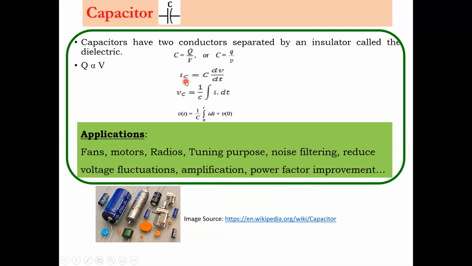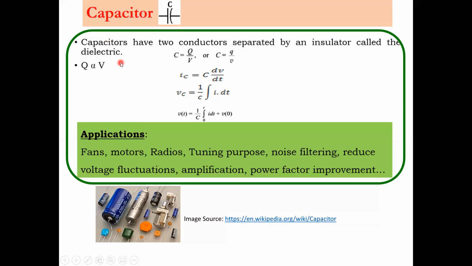Can you remember the current equation? I equal to dQ by dt. Just substitute in this equation. C is a constant, so bring it to this side: C dV by dt. Same as previously, we get the voltage equation by bringing C to this side: 1 upon C integral I dt. This one is the voltage equation, and this one is the current equation. And what are the different applications of a capacitor? We can use it in motors, fans, radio tuning, noise filtering, reducing voltage fluctuations, amplification, and power factor improvement. All these are different applications of a capacitor. And the property here is capacitance, which stores energy in an electrostatic field.